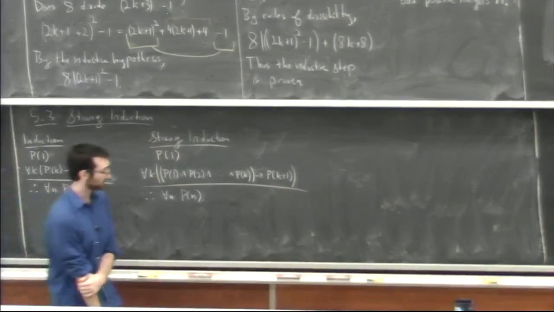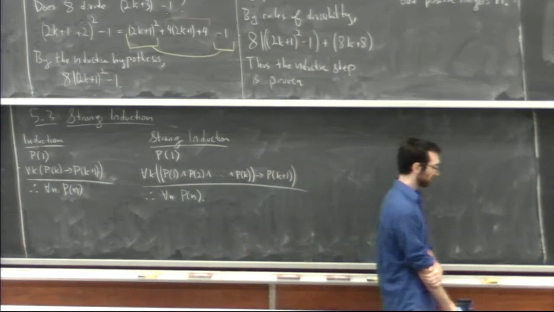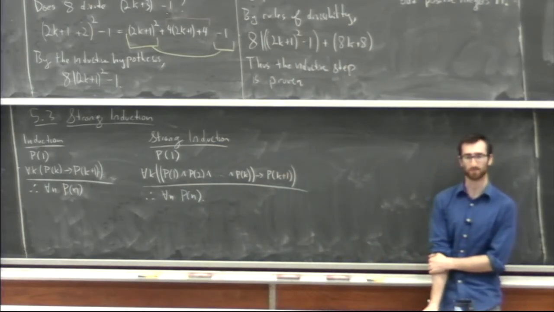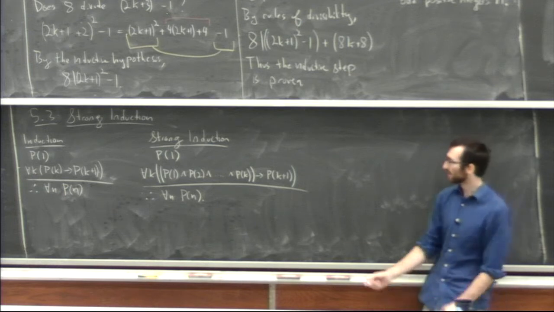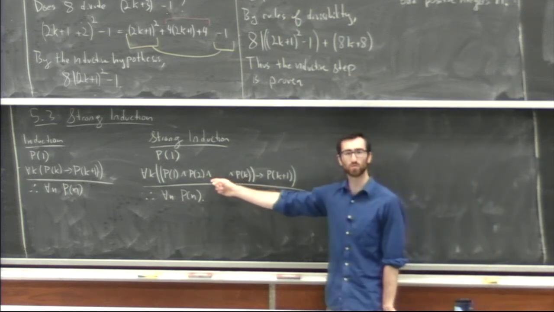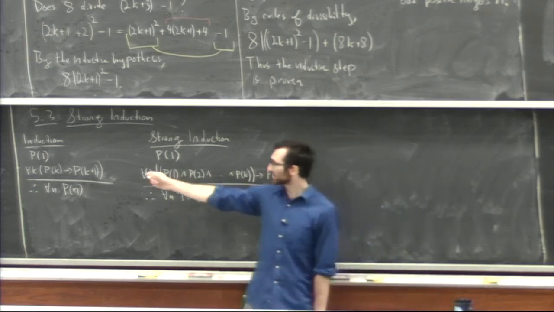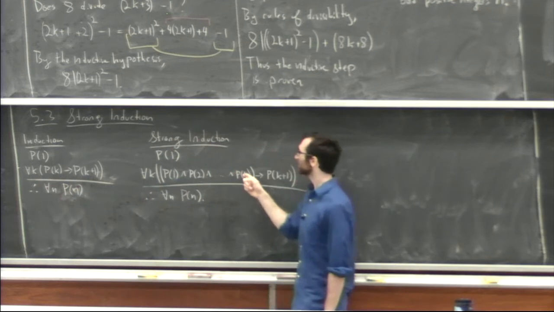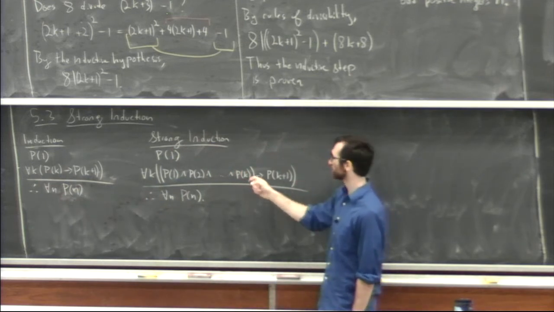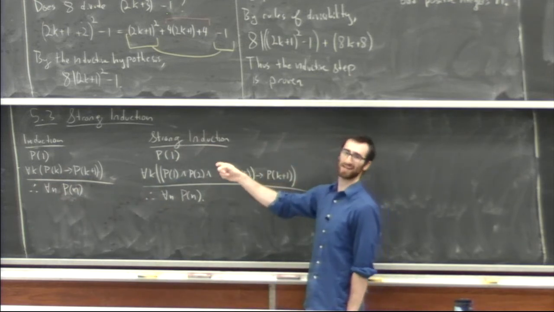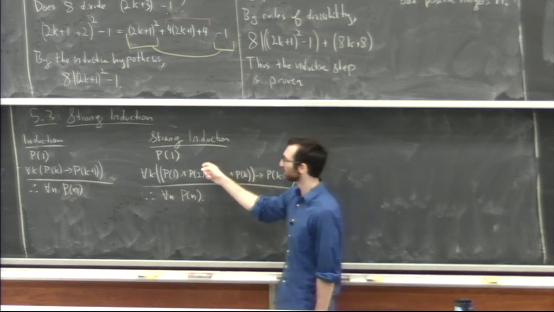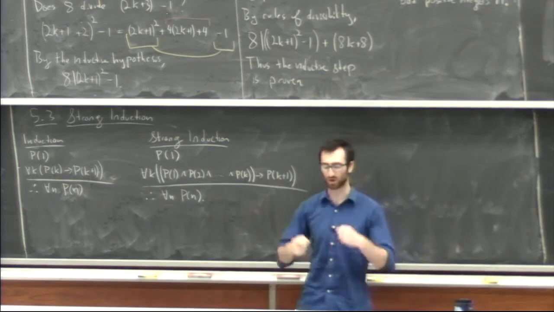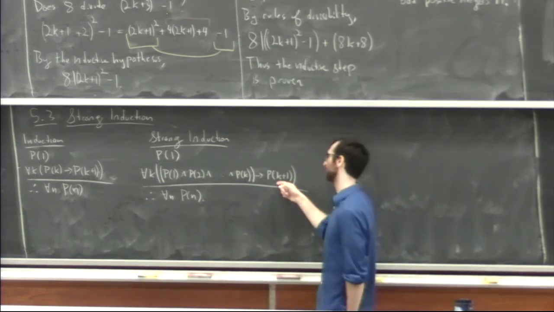So on the face of it, strong induction and induction seem like very different proof techniques, mainly because strong induction assumes so much more. In the inductive hypothesis for induction, I only assume P of k. In the inductive hypothesis for strong induction, I will assume P of k and P of k minus 1 and P of k minus 2, so on and so forth, all the way down to P1. So I'm assuming a much larger pool of statements when I try to prove P of k plus 1.